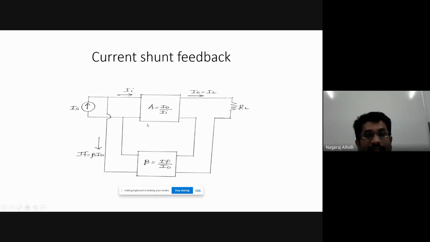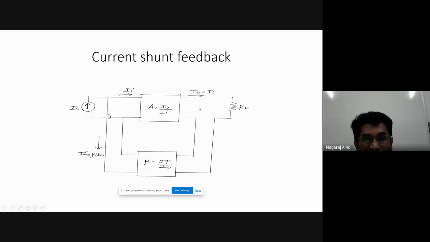And the last one is the current shunt feedback. In the current shunt feedback, the output is the current which is tapped off from the output and applied as input to the feedback circuit. Then the output of the feedback circuit is applied in shunt or in parallel with the input current source Is. This is current shunt feedback.